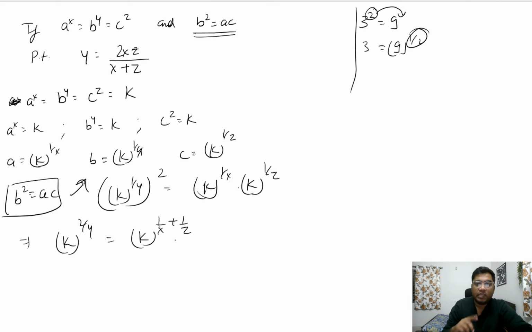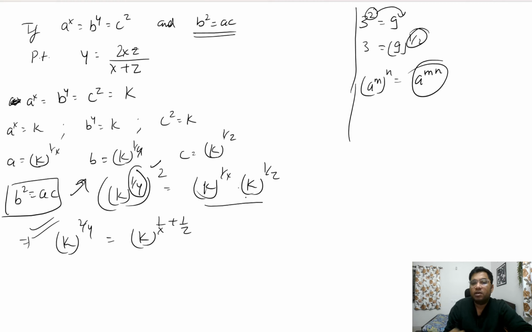Before you start thinking, let me explain what formulas and what concepts I used here. So a to the power m whole to the power n is what? A to the power mn. That's exactly what I did. I multiplied 1 by y with 2 and I got 2 by y. What do I do here? It's a simple rule. Bases are being multiplied and they are the same. Exponents are different. They get added.